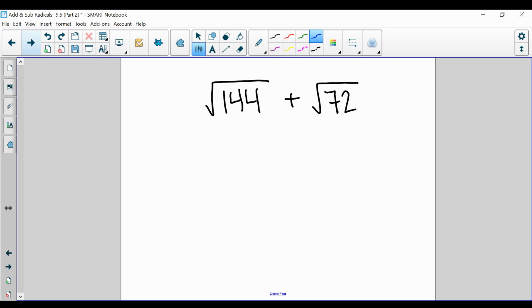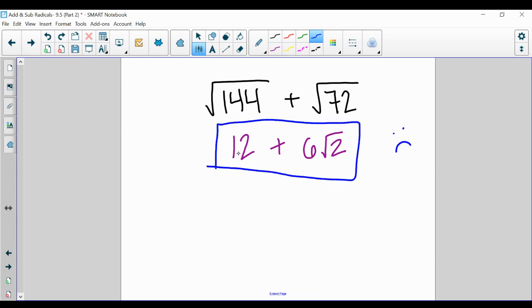Okay, pause again. Try this one on your own. And we're back. So the square root of 144, hopefully you recognize that's a perfect square, so my answer is just 12. Then when I look at the square root of 72, that's going to become 6 root 2. Uh-oh, I do not see things I can combine. There's nothing that I can combine the 12 with, and there's nothing that I can combine the 6 root 2 with. So this is my final answer.